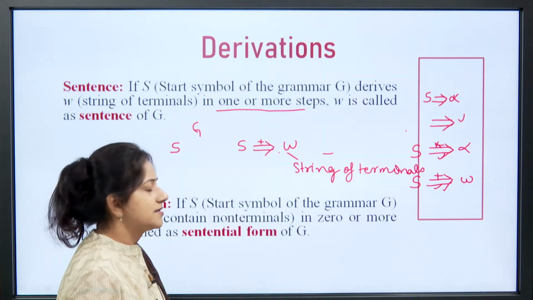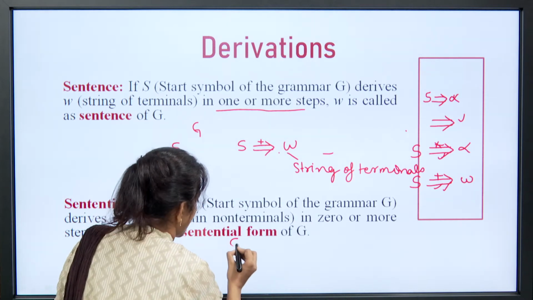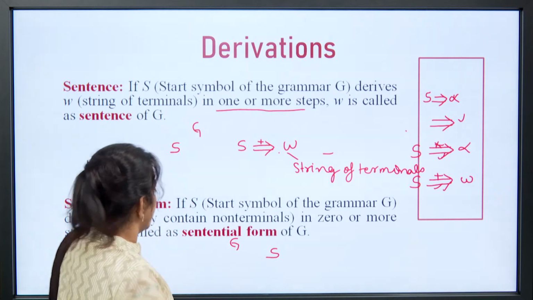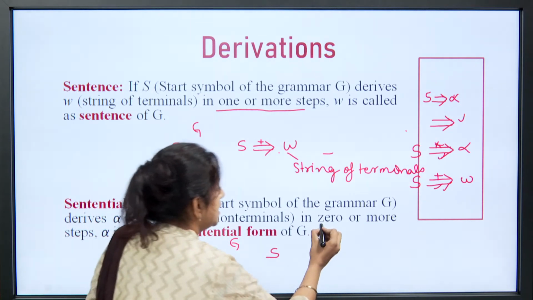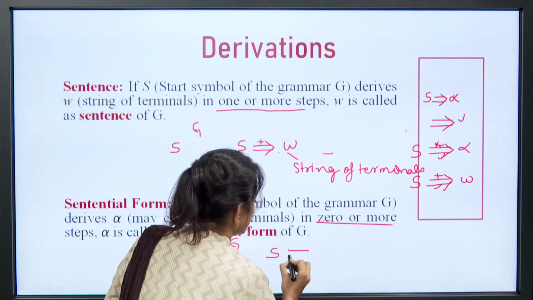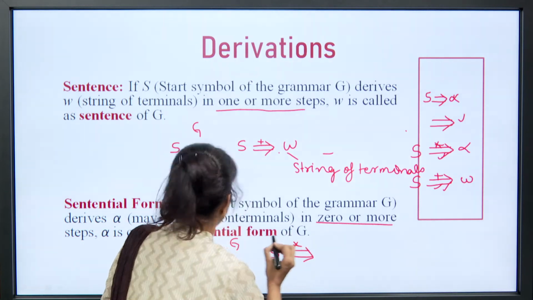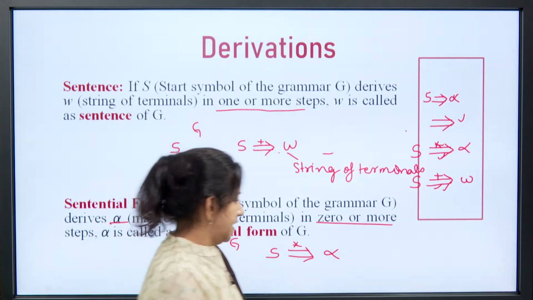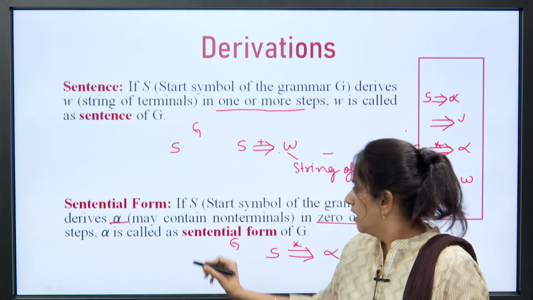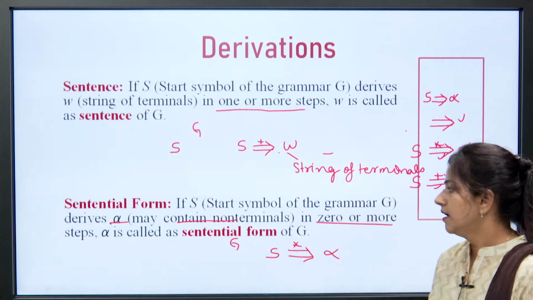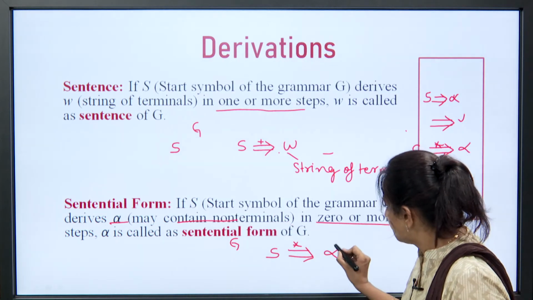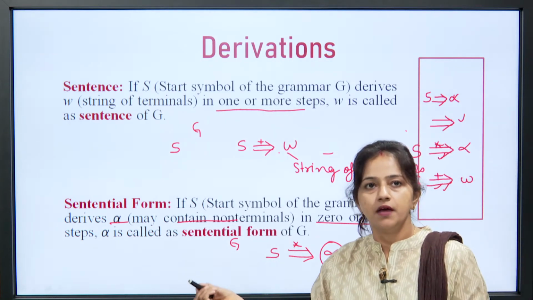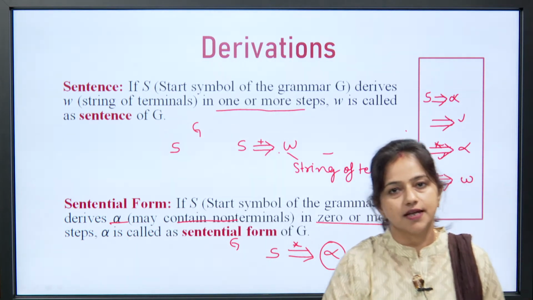Now, next is the sentential form. Again, there is grammar capital G and the start symbol of the grammar is capital S. Now, here we will apply 0 or more steps, and we are deriving alpha here, and alpha may contain non-terminals. Such forms are called sentential forms.